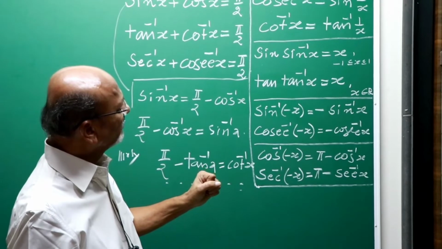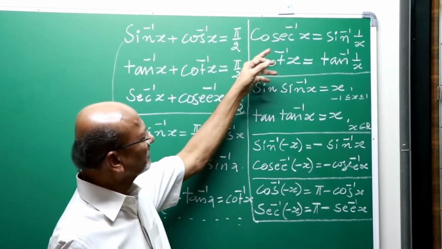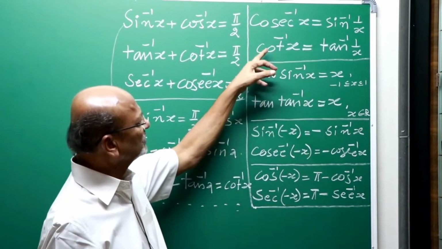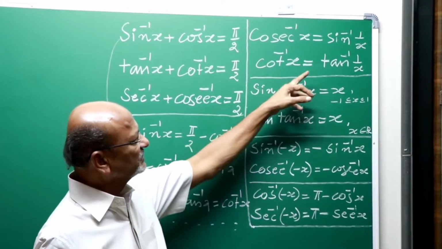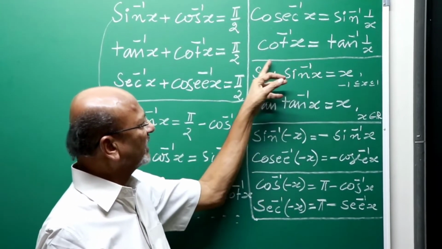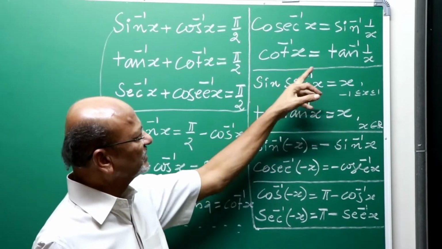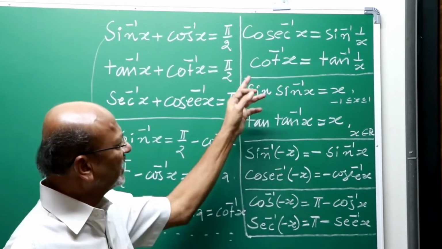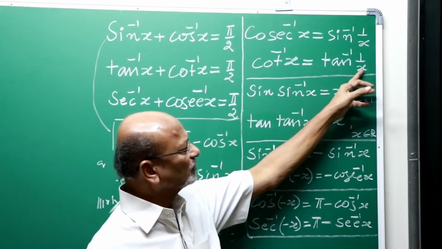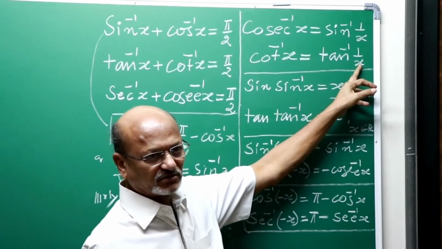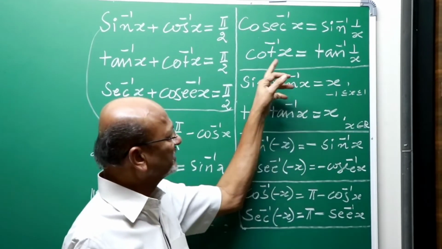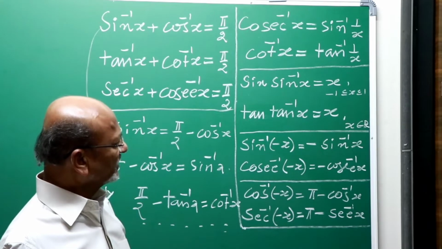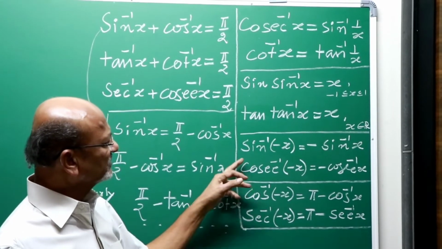After that, I have done the second property. Cosec inverse x is sin inverse 1 by x. Cot inverse x is tan inverse 1 by x. And sec inverse x is cos inverse 1 by x, where x is not equal to 0. And in this case, x is positive, x greater than 0. In case of cot inverse, that will be the second property. Next, the third property is this.